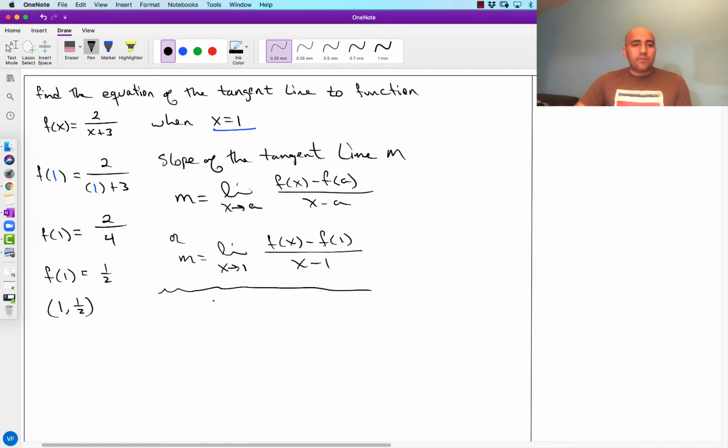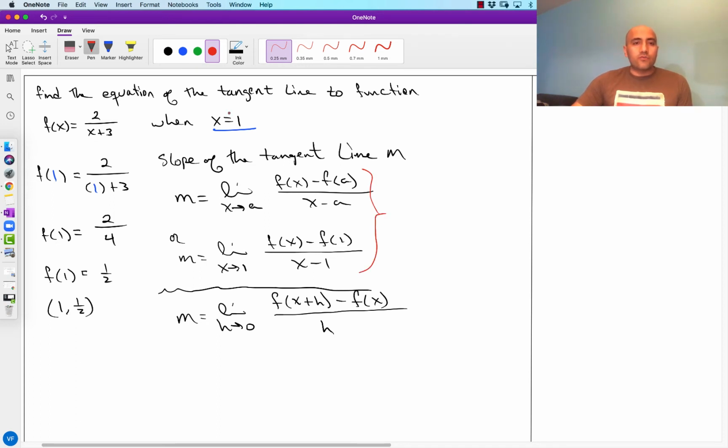This is the formula that we used before, but now we're going to use this new style where we let h be the gap between the point of interest a equals 1 and the new chosen value. So m, the same slope of the tangent line, is equal to the limit as h approaches 0 of f of x plus h minus f of x, all over h. And this time, the x is the constant. We keep recycling x all the time, and this causes some confusion. Here, the x is the one that moves.